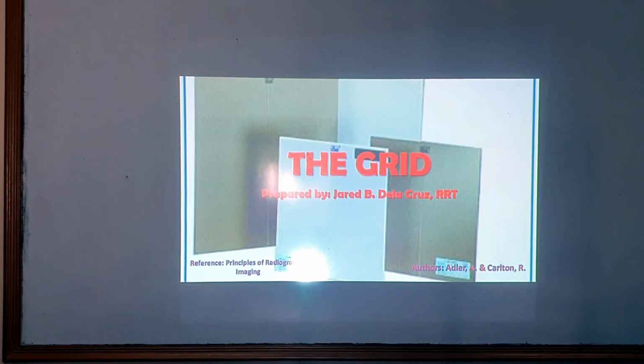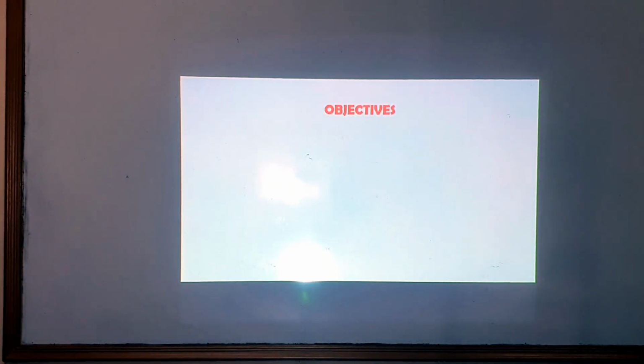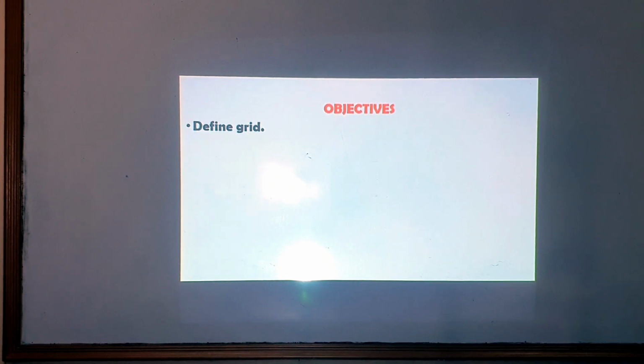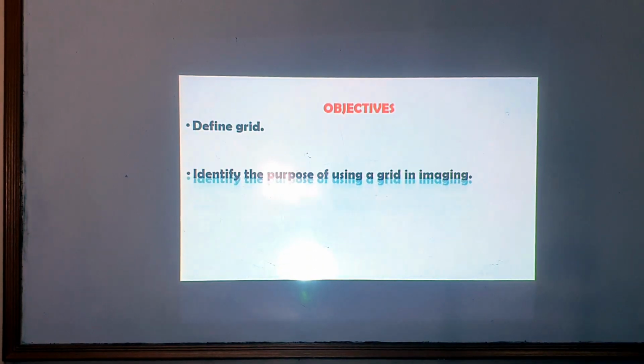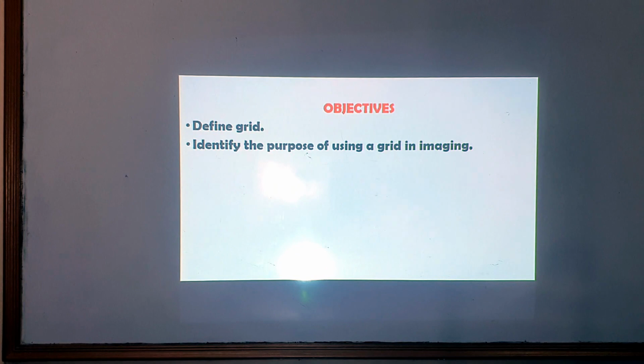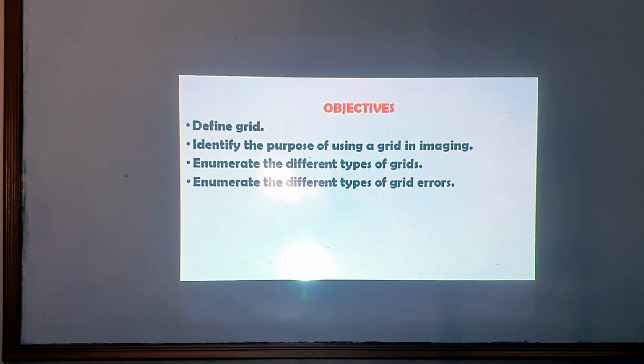The topic for today is about the grid. So these are our following objectives: to define what is a grid, identify its purpose in terms of imaging, enumerate the different types of grids, and enumerate the different types of grid errors.